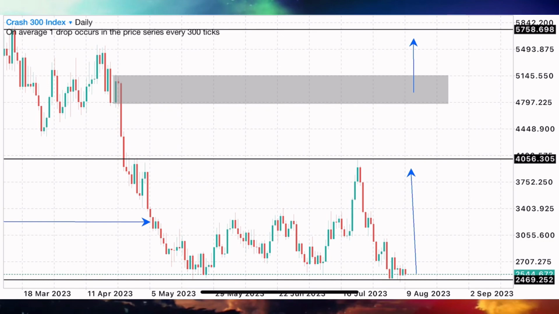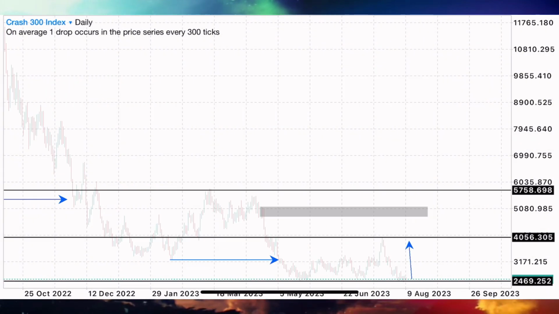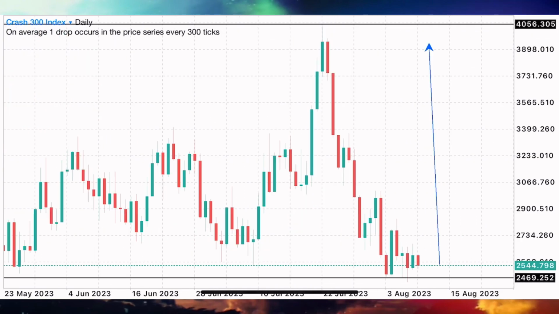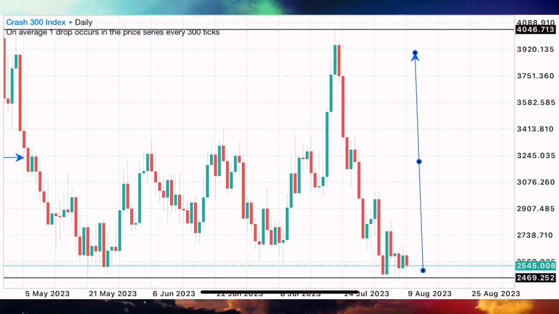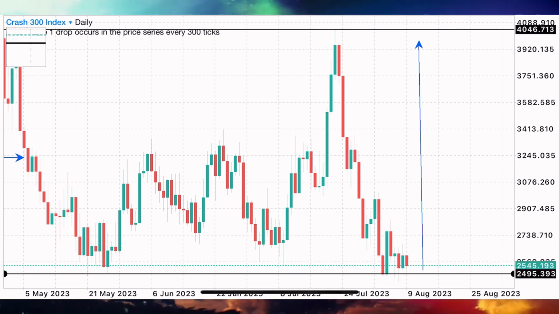Remember what I said in the beginning, Crash 500 is a highly manipulated pair. If you don't know what you're doing, stay away from it. Come and get mentorship from people like us who will tell you all of these truths, that it's a highly manipulated pair, and it takes a professional trader, someone who has been in the game for a very long time, to understand what I'm saying.